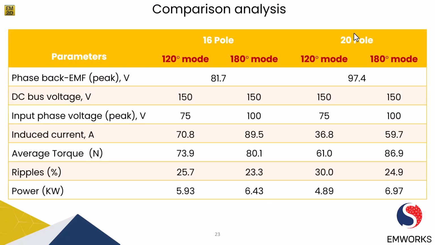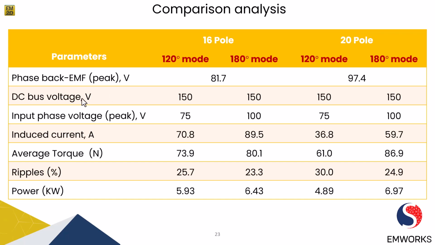So if we compare all the cases which we have simulated today, let's look at them one by one. The first thing is the phase back EMF. When we switch from 16 pole to 20 pole, we get better flux linkage and a larger amount of magnet volume. Therefore, the phase back EMF at the same speed of 766 RPM was higher in the 20 pole design and lower for 16 pole. We can see there's a difference of nearly 19%, I would say.